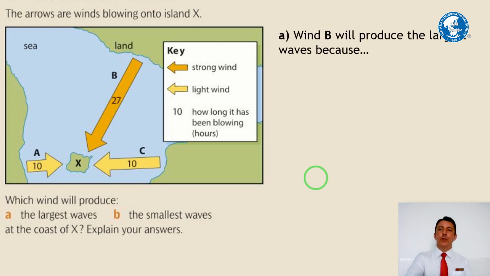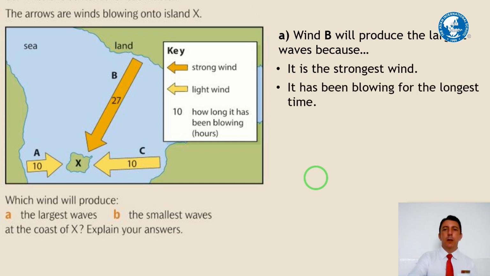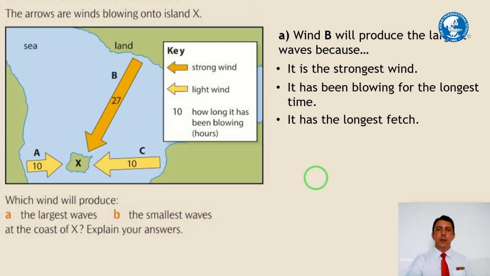So wind B will produce the largest waves because, remember the 3 factors, it has the strongest wind, it's been blowing for the longest time, 27 hours, compared to the 2 other winds, 10 hours, and it has the longest fetch. We can see it's blowing over a much longer surface area than winds A and C.